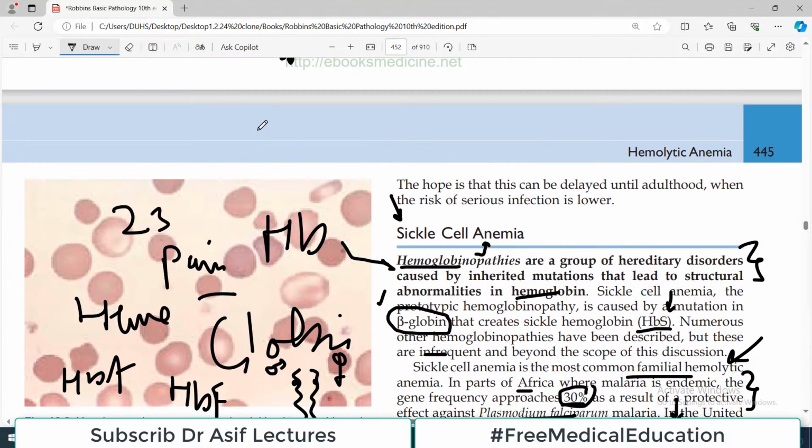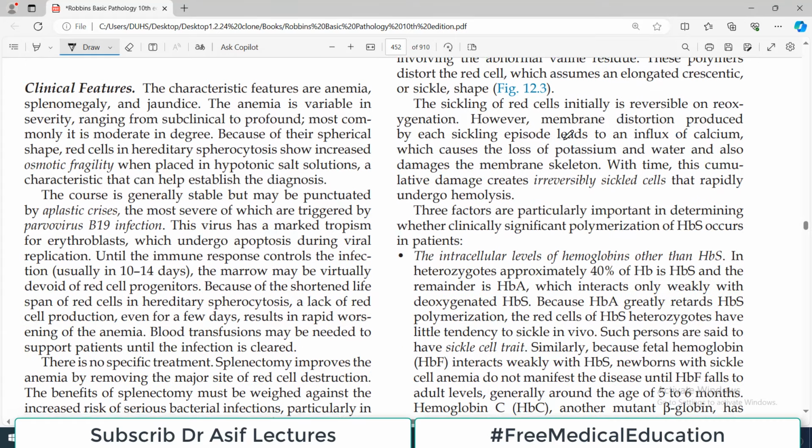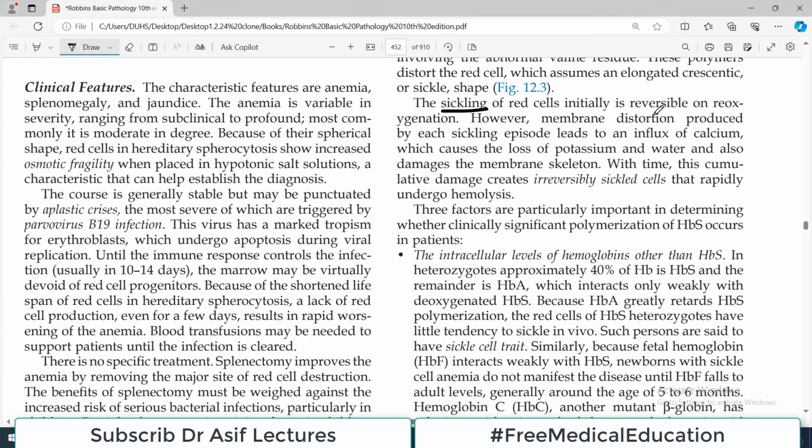नॉर्मल शेप ऑफ द रेड ब्लड सेल क्या होती है? It's biconcave, concave from this side and concave from this side. But if they become sickle shaped, this is the effect of one changed amino acid. And this sickling of red blood cell initially is reversible on reoxygenation, अगर ऑक्सीजन की concentration ठीक ठाक है. However, membrane distortion produced by each sickling episode leads to influx of calcium, and then the cells become irreversibly sickled.